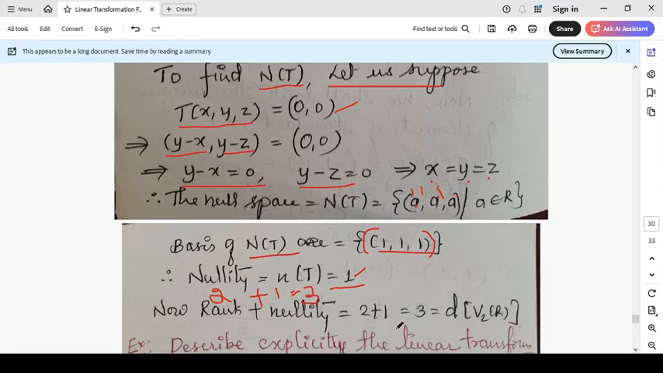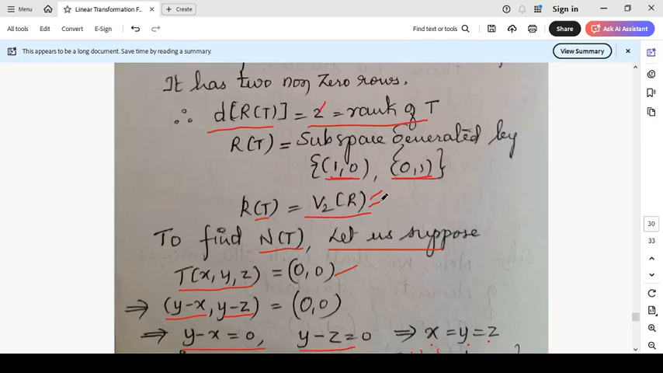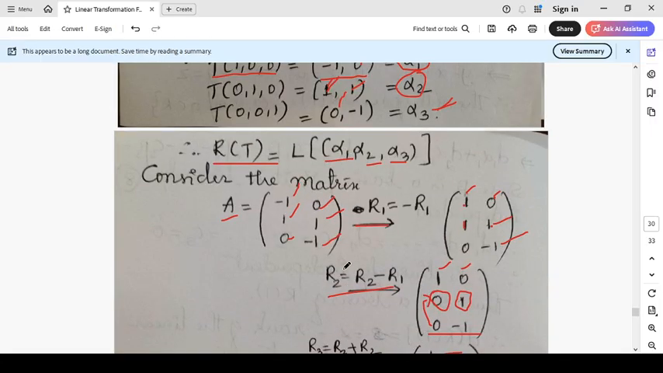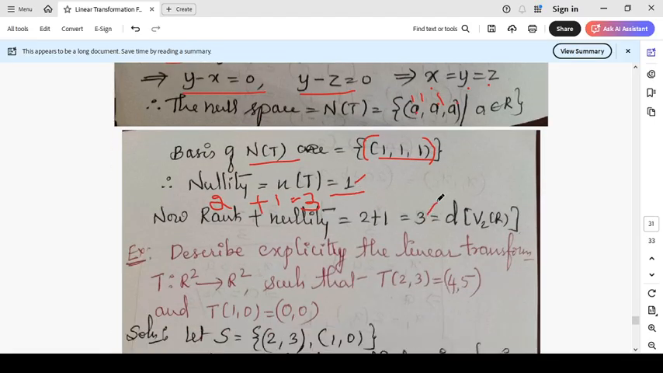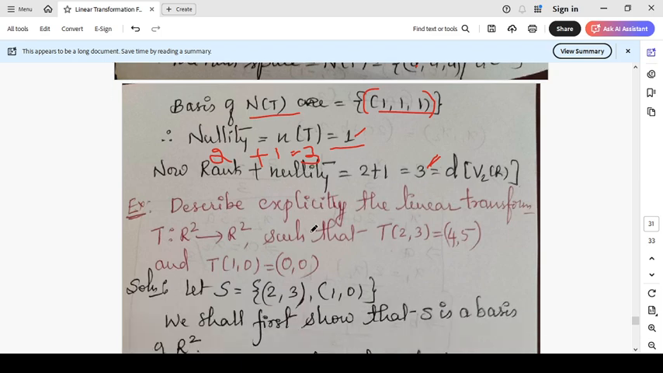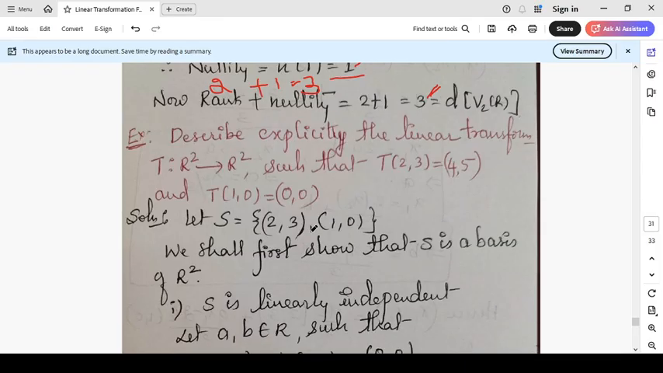So the dimension of V2(R). What do we have? The dimension of V2(R). See here, R(T) is how we have it: alpha 1, alpha 2, alpha 3. So 3. So the dimension of R(T) is 3, or the dimension of V2(R) I can say is 3. Okay, so this is how we need to verify.